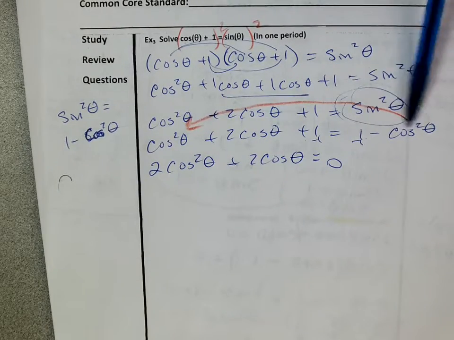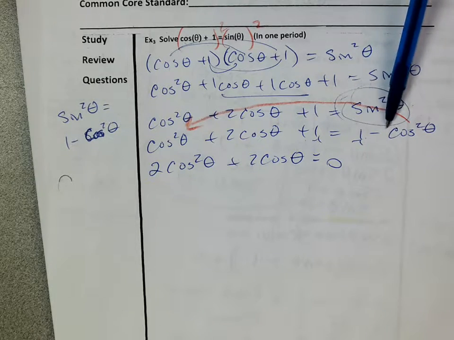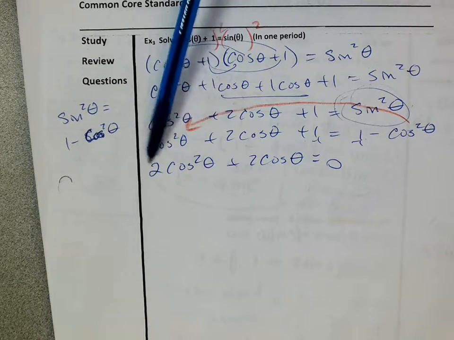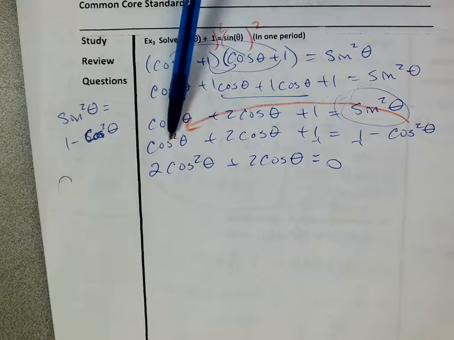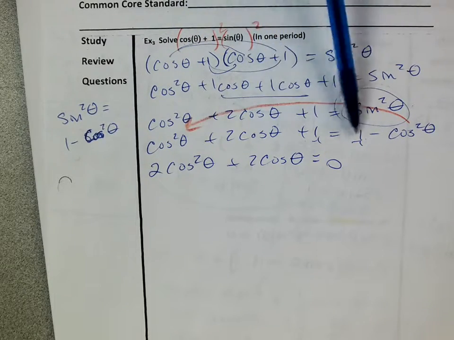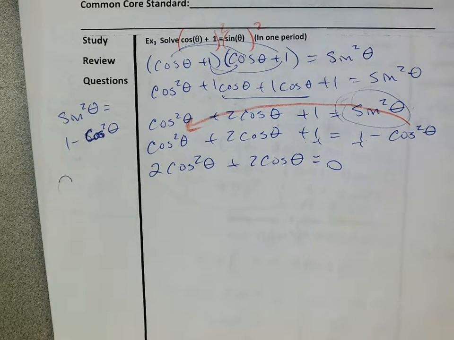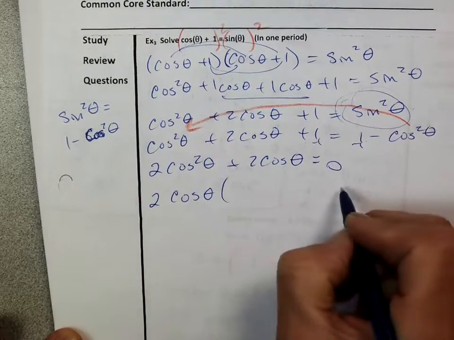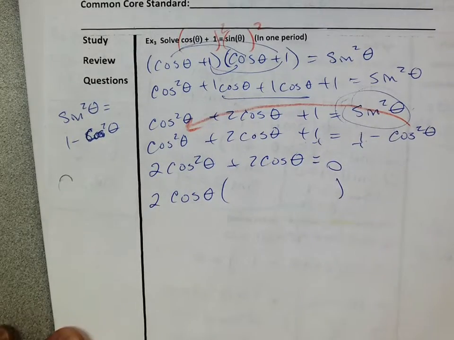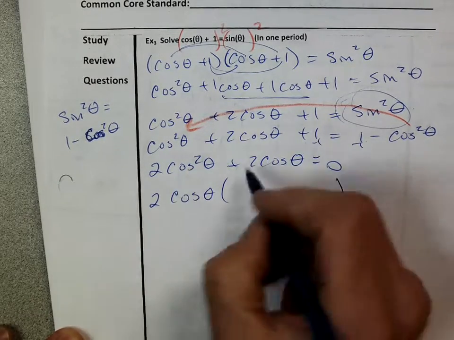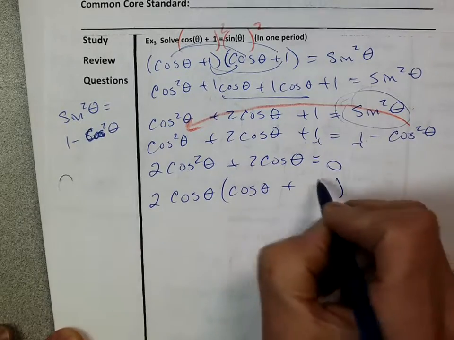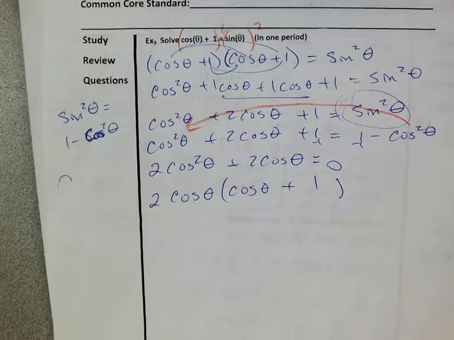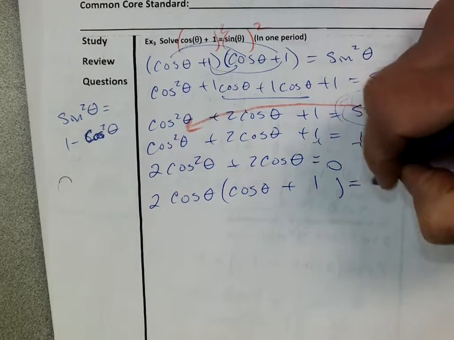So I brought the negative cosine squared over by adding it, and added cosine squared plus cosine squared, which gave me 2 of them. And then I subtracted 1, which became 0. Now I can common factor. I can factor out 2 cosine of theta, because they both have 2 cosine of theta in common. If I take out a 2 cosine from each, I'm just left with cosine theta plus 1, because 2 goes into 2 one time, and I pulled out the cosine. Equals 0. Okay, I'm almost there.